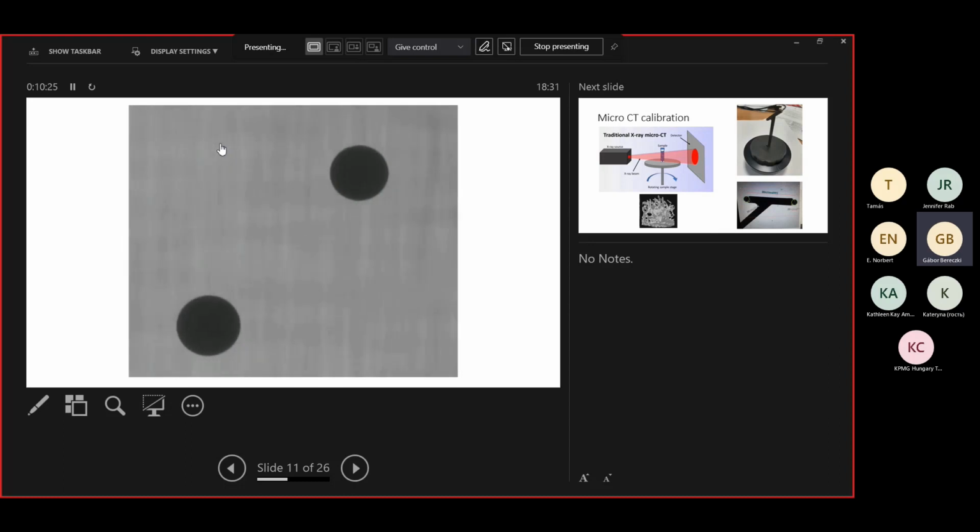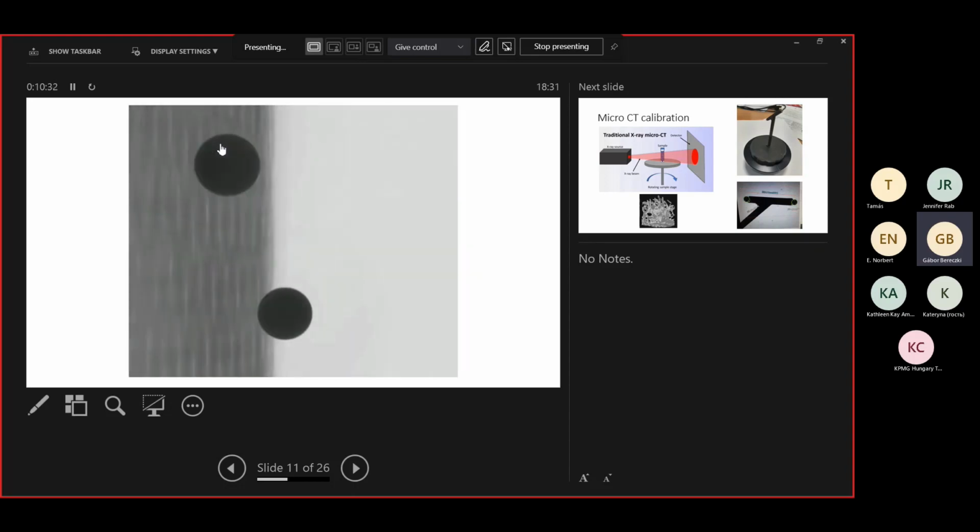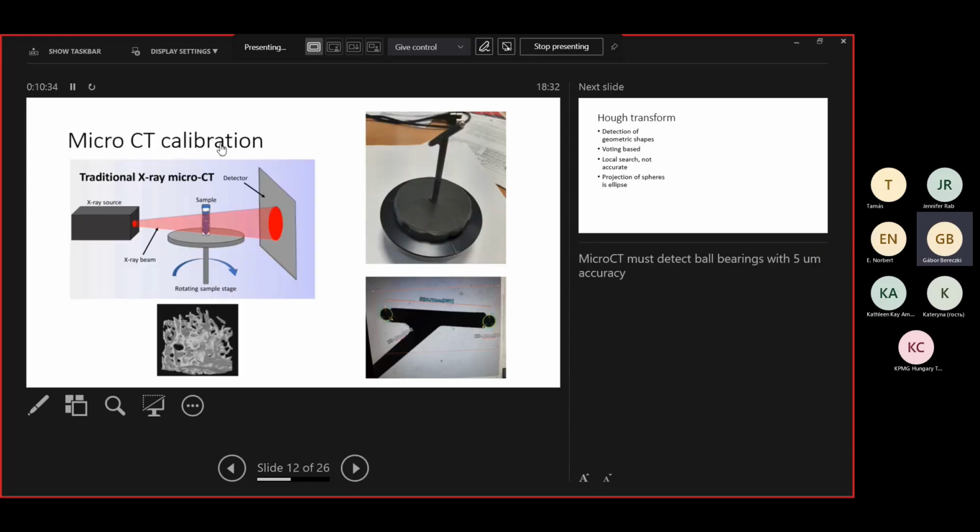So basically, these are ball bearings in an X-ray image. These ball bearings are used to calibrate a CT machine. This is a schematic of a CT machine, an industrial machine used to study materials. We have an X-ray source here, and a detector that is like a camera for X-rays, and a sample here that is turning a full circle.